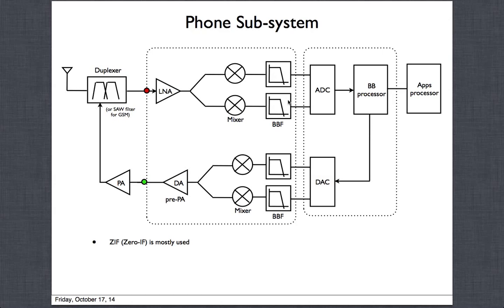After you have done the filtering, you go to an ADC, which is basically doing your analog to digital conversion. After the ADC, the digital bits go to the baseband processor. This could be a baseband processor supporting, say, GSM, WCDMA, LTE, all those standards. And then after the baseband processor, it goes to the apps processor. This is the biggest processor, which is taking care of all the things on the phone.